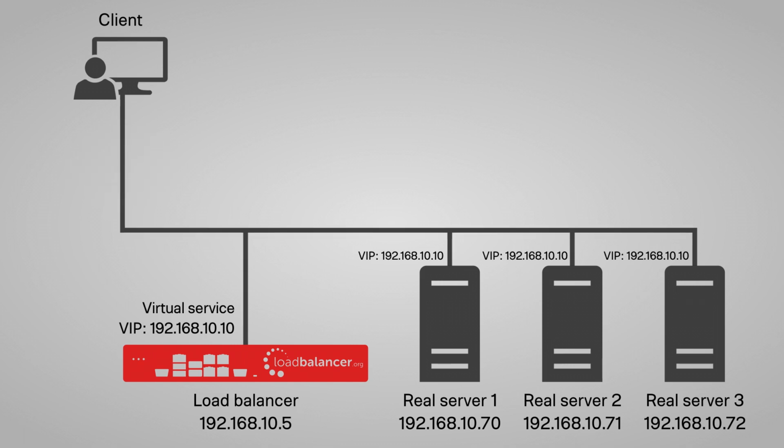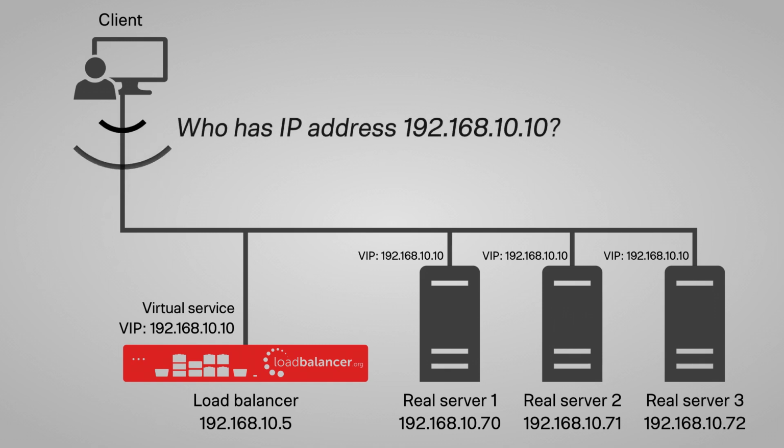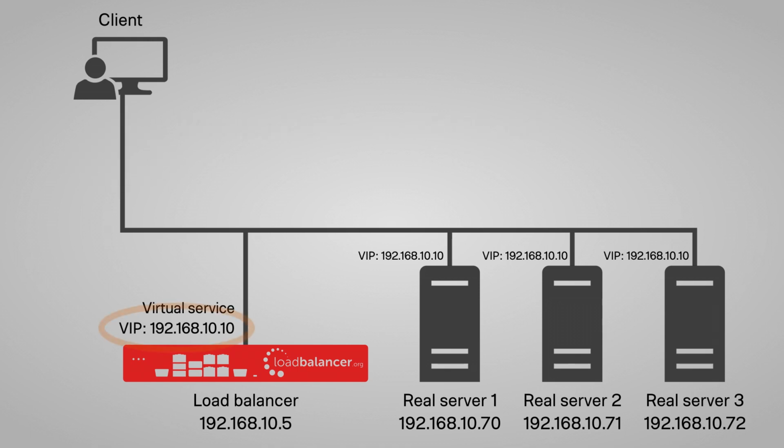In our example, the client machine will broadcast an ARP request to all hosts on the local network asking who has the virtual IP address. The virtual address is owned by the load balancer and each of the real servers, but we only want the load balancer to respond to the ARP request. This is because all request traffic must go to the load balancer, so only the load balancer should announce that it owns the virtual IP address. The client's request traffic will then be sent to the load balancer.